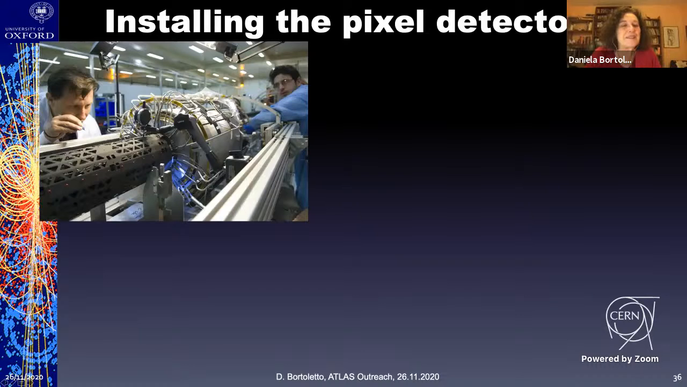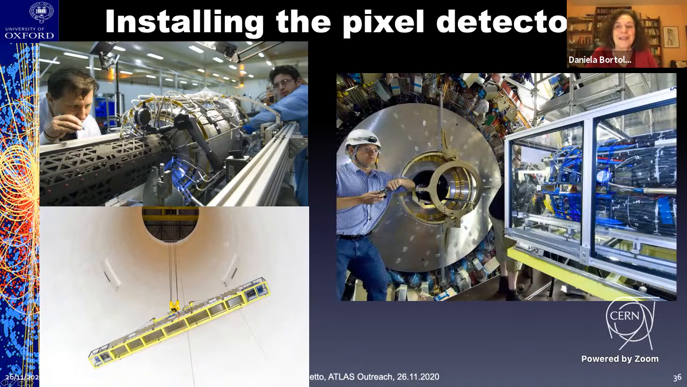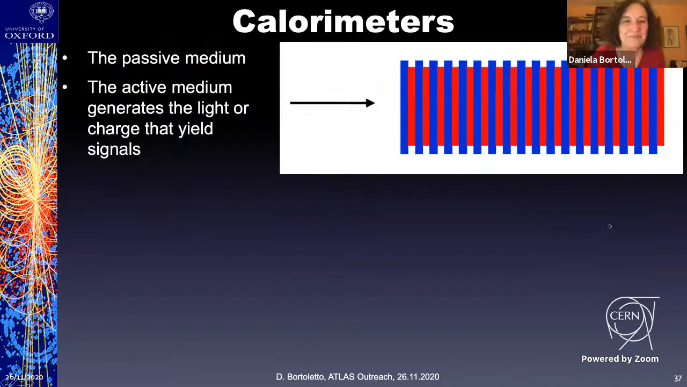Here is the pixel detector where they were looking at the various layers. And again, here is the trolley of the pixel detector, again, lowered down in the cavern. And then here is the installation inside the SCT and the TRT. Okay, really, again, an amazing operation. And you see all the cables that are coming out from this detector, a lot of cables, okay.